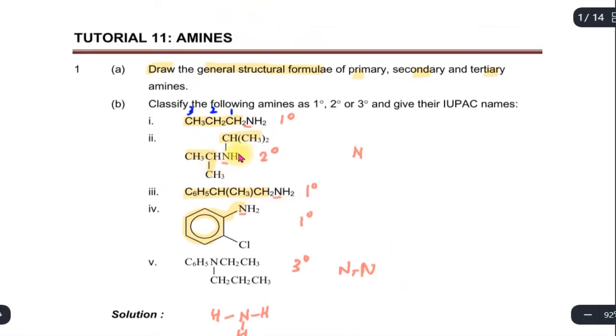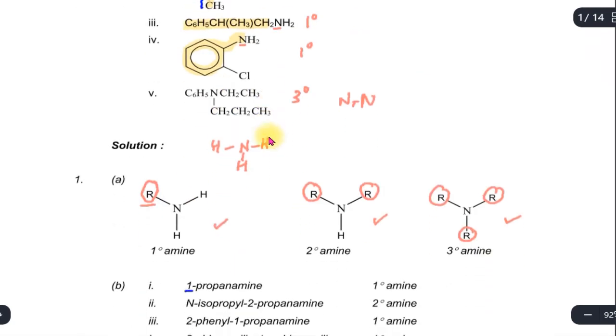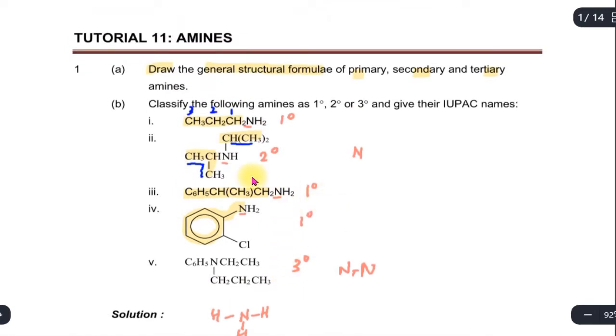For this one, there is one alkyl group here and another alkyl group here. You have to check the name of each alkyl group. 3 carbons is propane. Here also 3 carbons, propane. So it is N-isopropyl-2-propane amine. According to the IUPAC name, this one is C1, C2, C3, so 2-propane amine. Actually, this one is also the same. Here isopropyl, here also isopropyl.